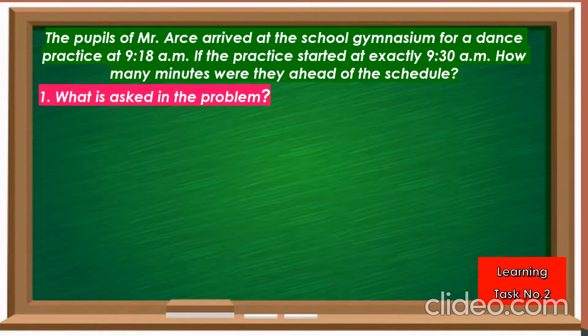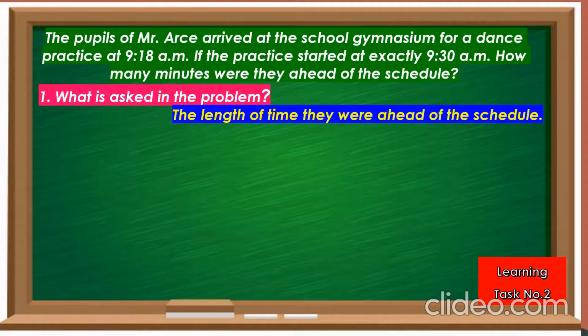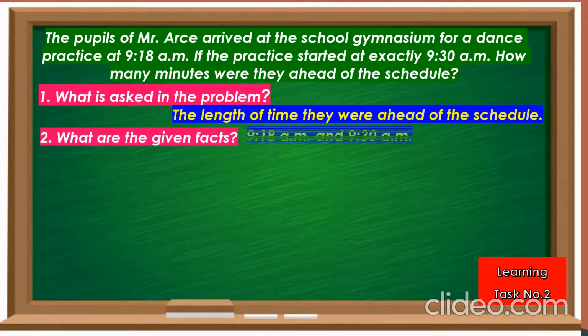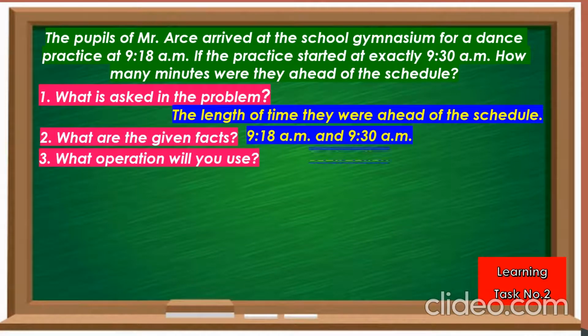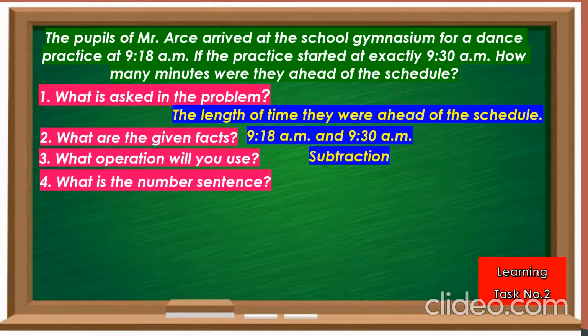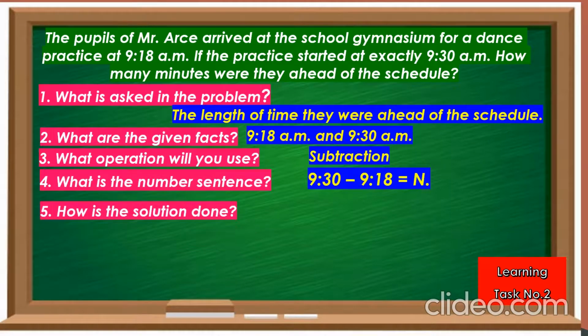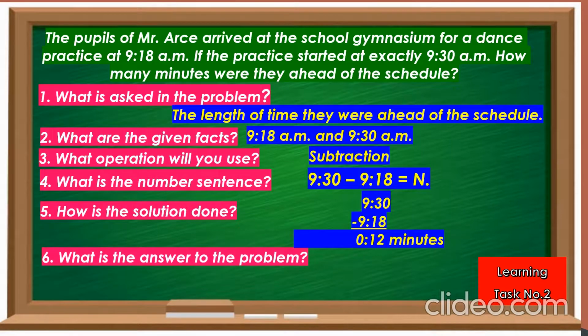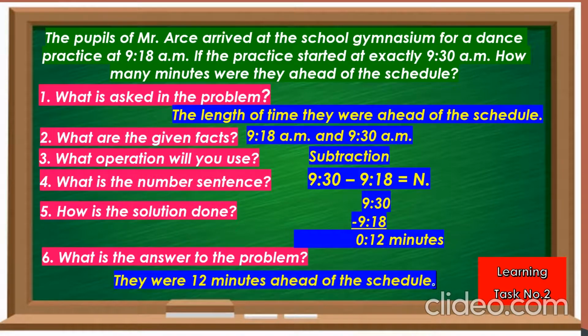For learning task number 2, answers are: what is asked? The length of time they were ahead of the schedule. Number 2, the given facts: 9:18 a.m. and 9:30 a.m. What operation will you use? Subtraction. Number 4, what is the number sentence? 9:30 minus 9:18 equals n. 5, how is the solution done? 9:30 minus 9:18 equals 12 minutes. So what is the answer to the problem? They were 12 minutes ahead of the schedule. Did you get 6 correct answers? Very good. You are amazing.